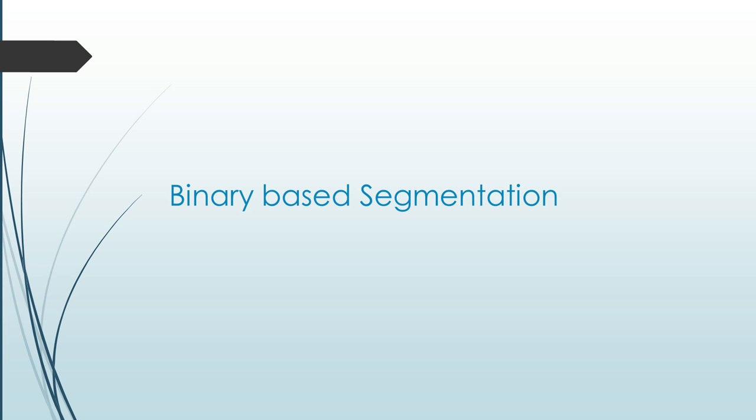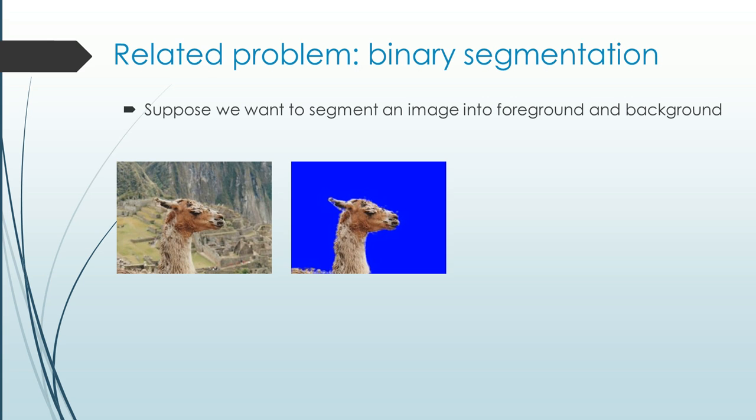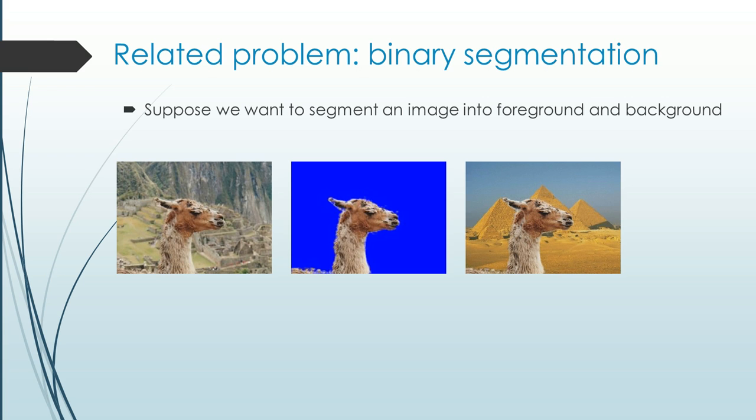So let's talk about another segmentation method, which is binary based. Suppose we want to segment this image into foreground and background. Right now we want to know which is the background and the foreground. Once we have the background, for example, we can substitute it with a different image and compose new photographs. So this is also one of the applications.